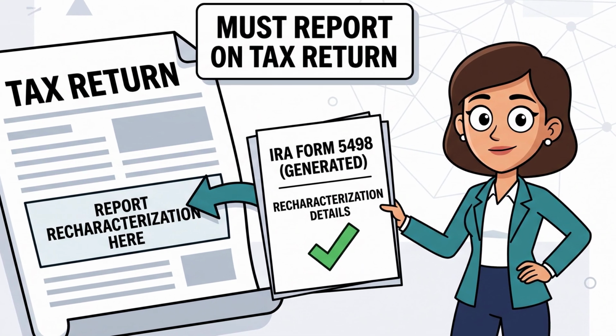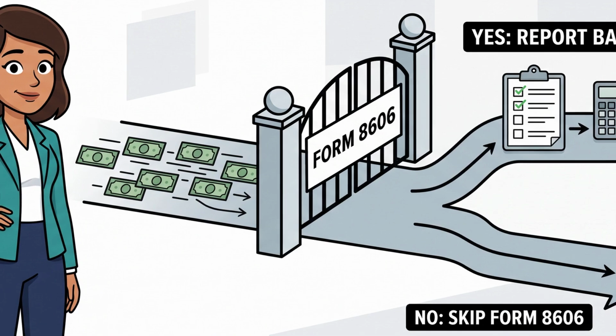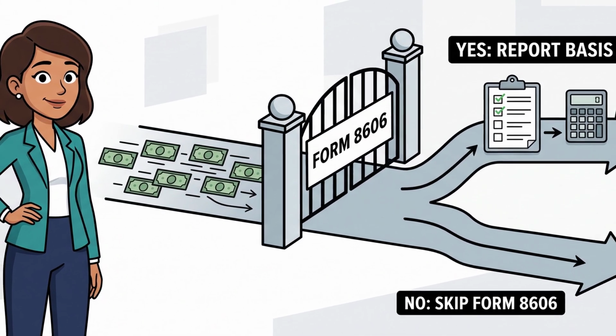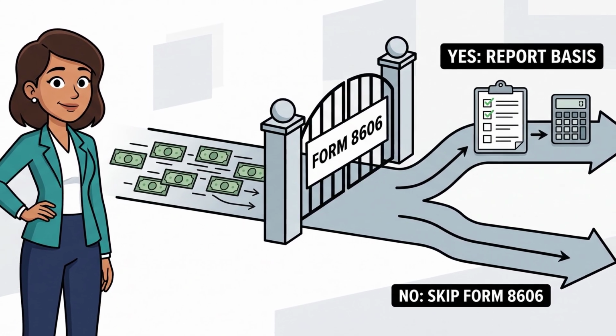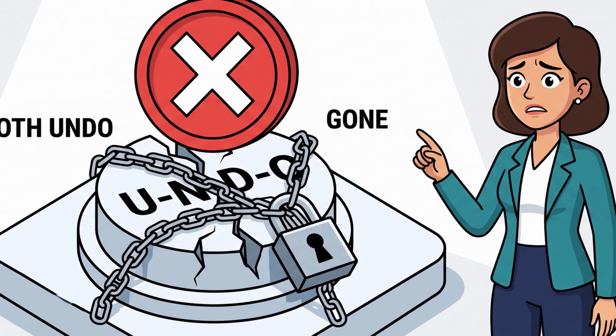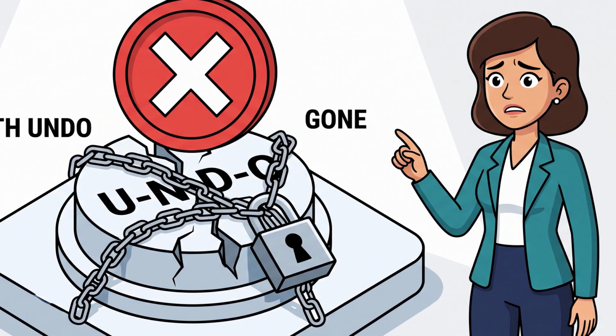The IRA custodian will generate a Form 1099-R for the distribution from the original account, and you report the transaction using Form 8606 as needed. The undo button for Roth conversions is gone and will not return barring new legislation.